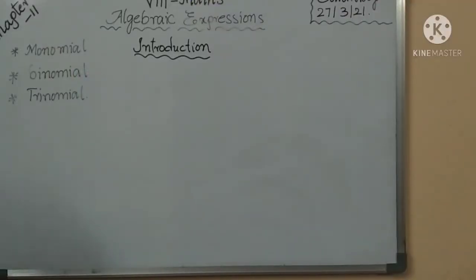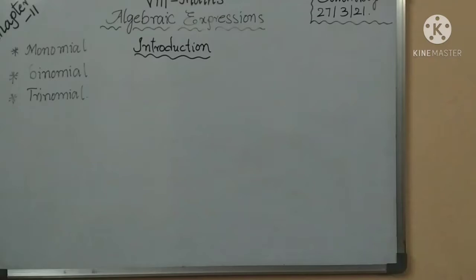Today's class is chapter 11, algebraic expressions. We know that algebraic expressions are divided into three types: monomial, binomial and trinomial. We already learned in the previous class about like terms, unlike terms, monomial, binomial and trinomial.